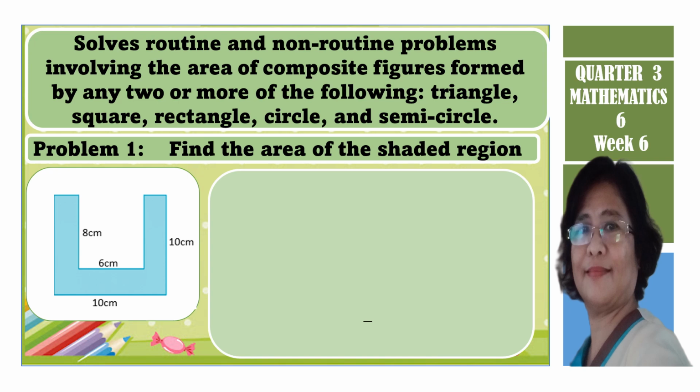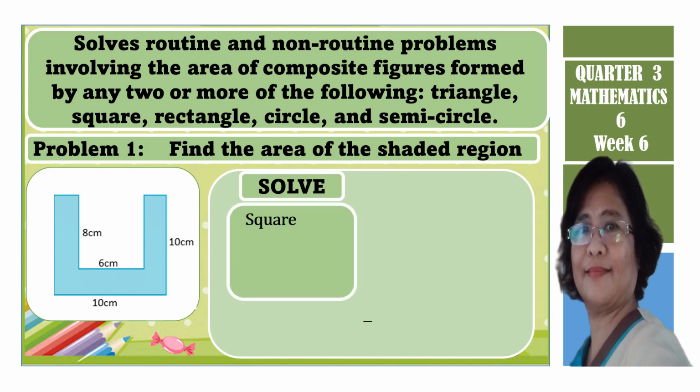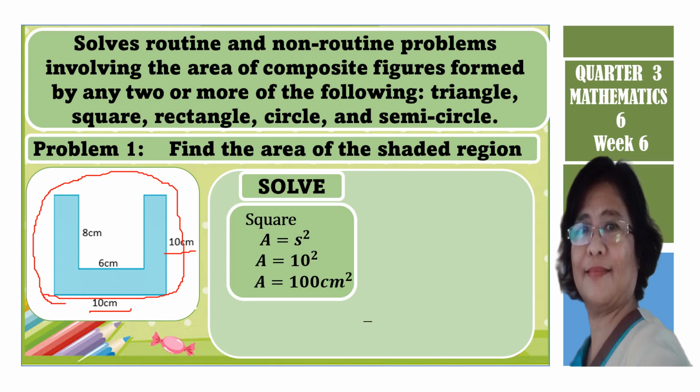Let us now solve the problem. So the given here is the square, where the area of the square is equal to side squared. So this will be your square, the shape outside, because the given is 10 cm by 10 cm. So substitute the value. 10 squared is 10 times 10, which is equal to 100 centimeters square.